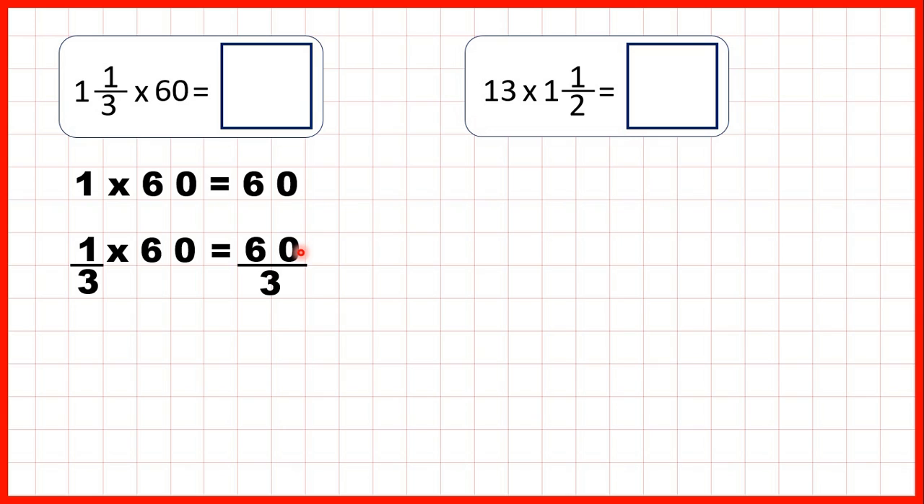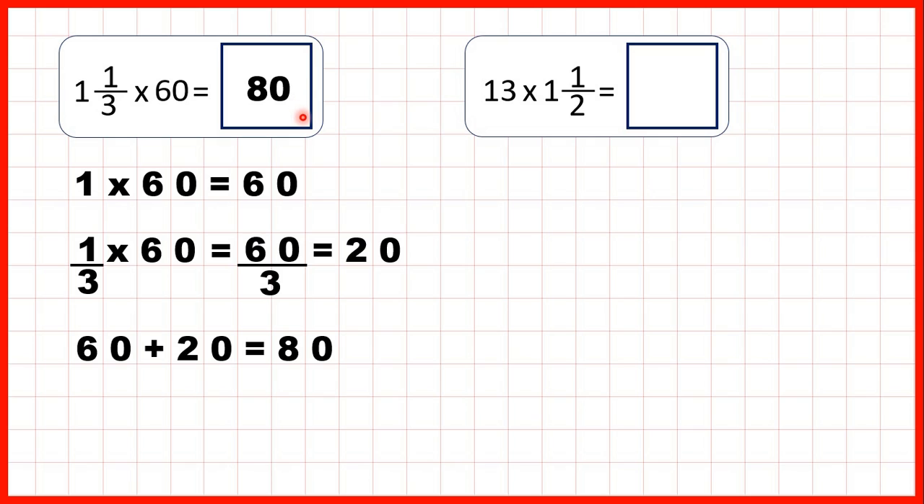Remember, this is an improper fraction, but we can change an improper fraction back into a mixed number by dividing. Now 60 divided by 3 is 20. You might need to use short division here, or you might be able to do it mentally. 6 divided by 3 is 2, 0 divided by 3 is 0. So we've worked out 1 times 60, we've worked out 1/3 times 60, so we just add up our answers. And 60 plus 20 is 80, so that's our answer.